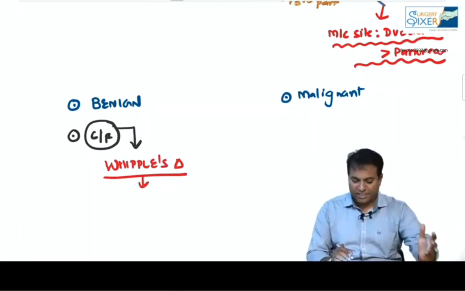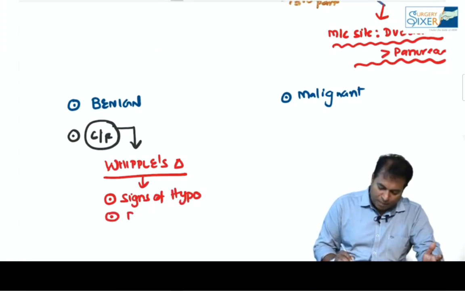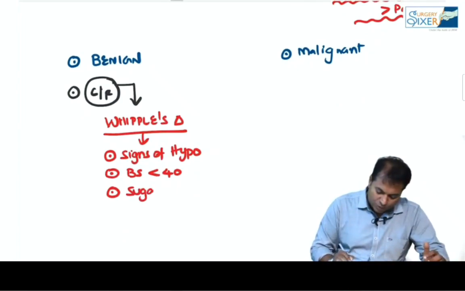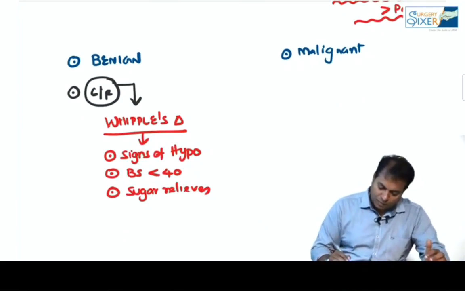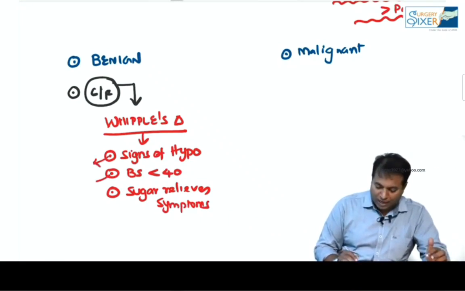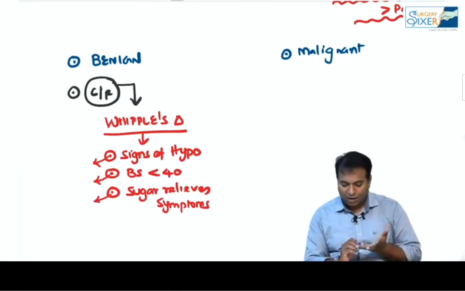There is excessive insulin production. Therefore, patients will have signs of hypoglycemia. At the time of hypoglycemia, blood sugar is less than 40. And when you give sugar, that relieves the symptoms. So Whipple's triad is characterized by signs of hypoglycemia, blood sugar less than 40, and sugar relieves symptoms. These are the points you should not forget.